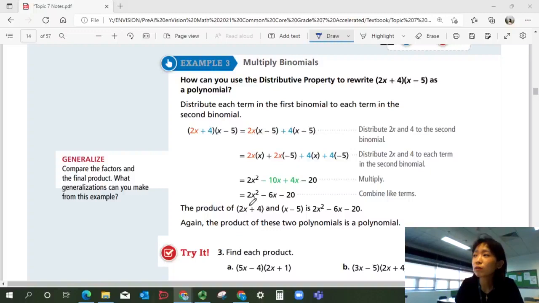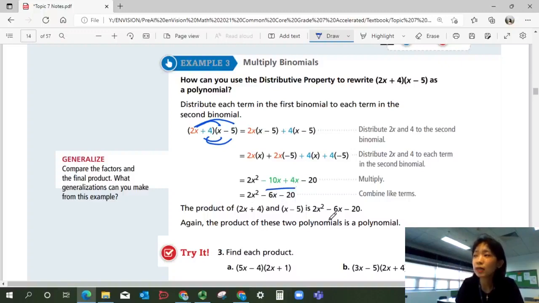And then you will find that the product is 2x squared minus 6x minus 20 when you combine the like terms. Make sure you use the distributive property thoroughly. Don't forget any terms, okay? If you have binomial times binomial, you should have 1, 2, 3, 4 different terms when you distribute it out. Then you can combine the like terms and get 3 different terms if nothing gets canceled out.